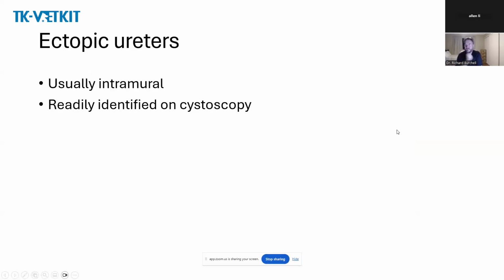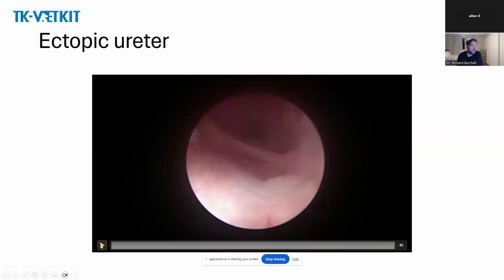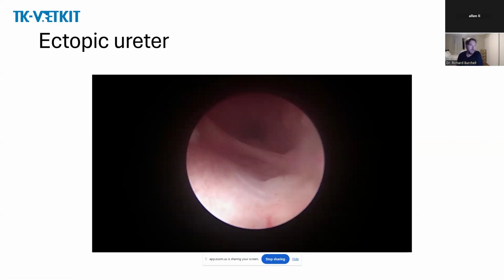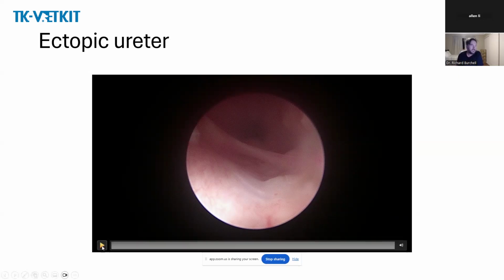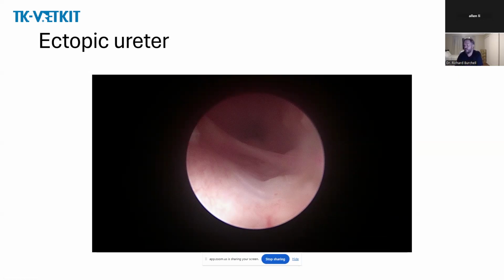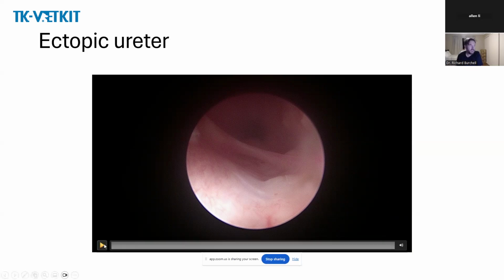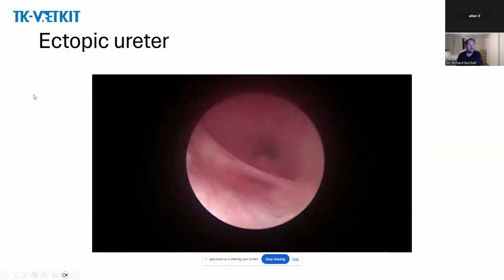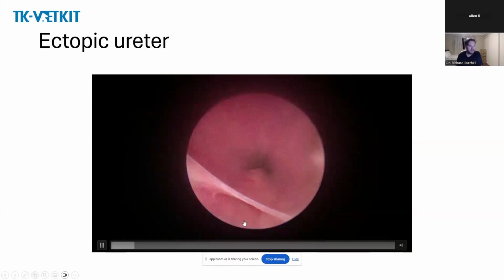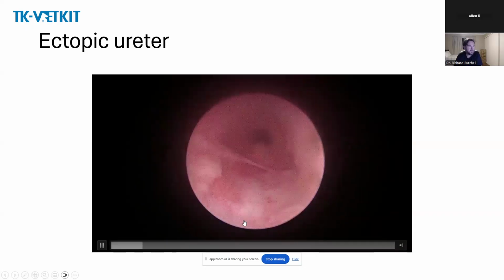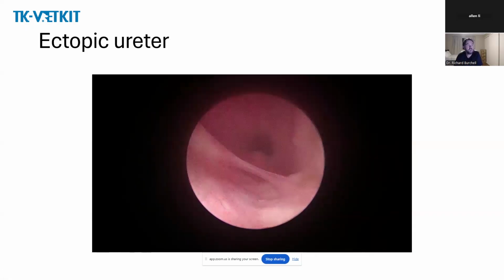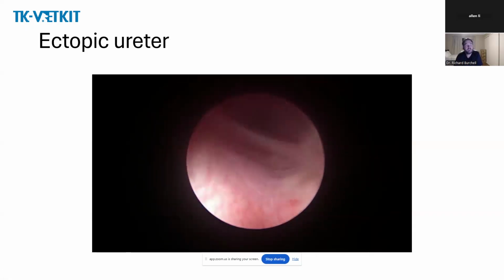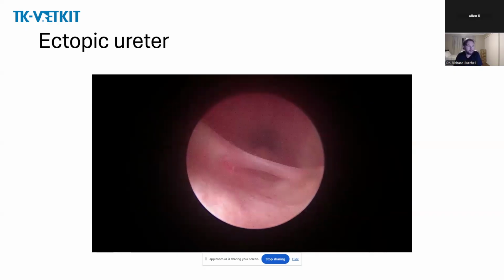Ectopic ureters is really something where cystoscopy is extremely helpful, and they are readily identified on cystoscopy. So this is an example of a video. This is a 16-week-old golden retriever dog with a history of bedwetting and incontinence and just constantly dripping urine. We've just entered into the urethra, and you can see this band of tissue. So the ectopic ureter is on the bottom of the screen, and we can see the urethra and the urethral opening just above that.